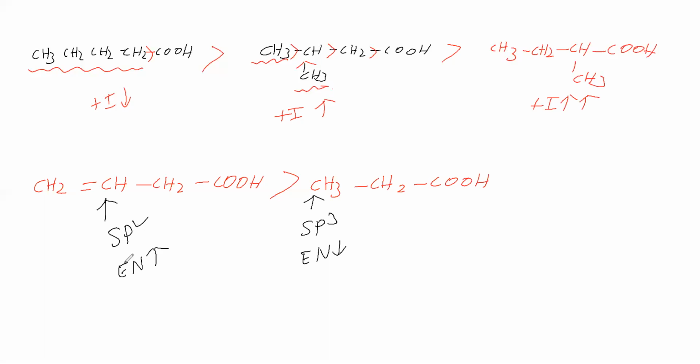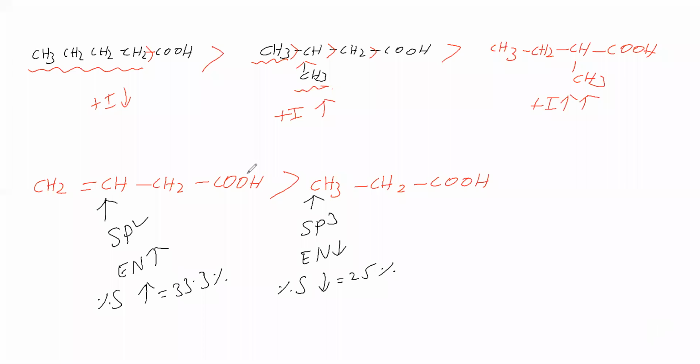Why does sp2 carbon have higher electronegativity? Because the percentage of s character is more here, that is 33.33%. Here the percentage of s character is less, that is 25%. Percentage of s character is less, that's why electronegativity is less, meaning it has less acidic strength. It is not donating H plus easily, while this one donates H plus easily. Okay. Next compound we will take.